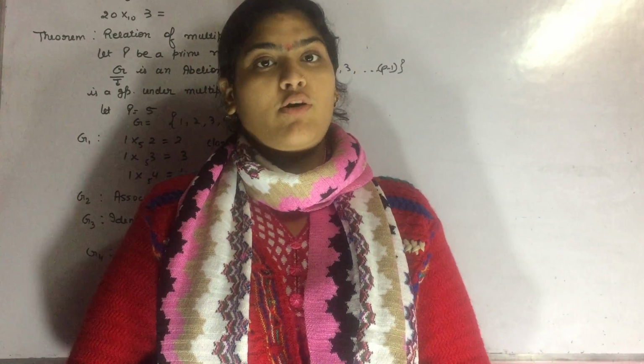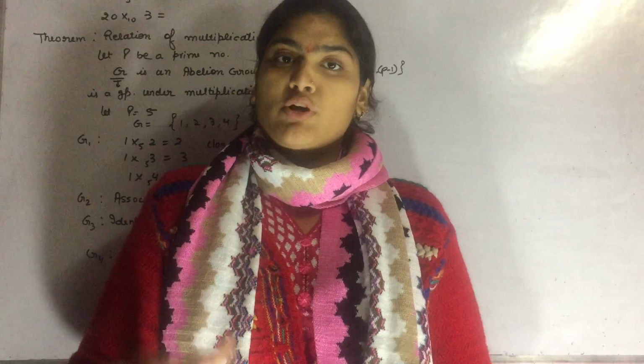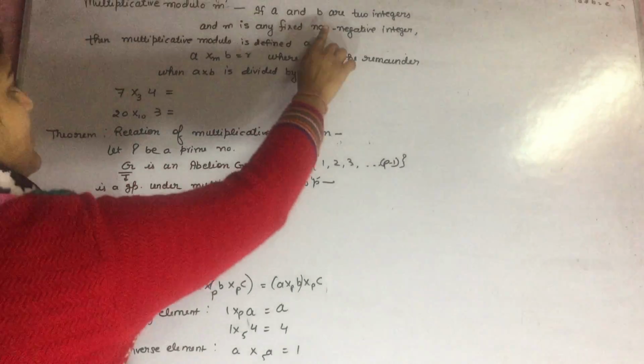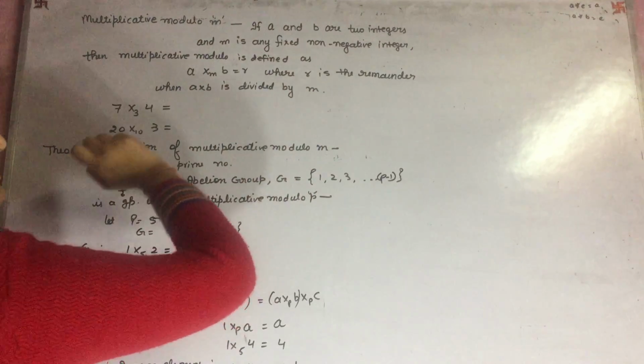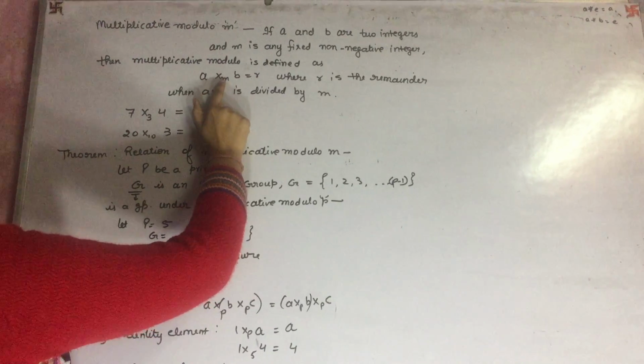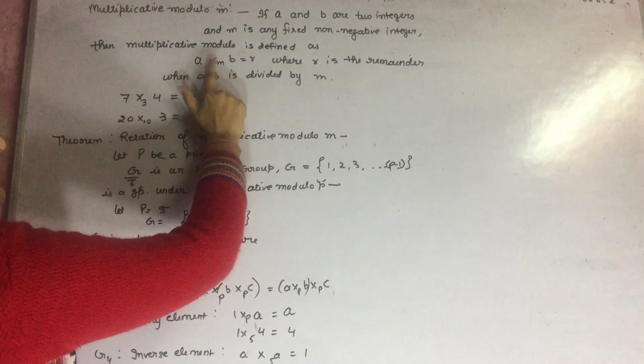And welcome to my new video, which is based on multiplicative modulo of n. Multiplicative modulo of n is the multiplication of a and b. Let us suppose a and b are two integers and m is a non-integer between them, and you have to find out the multiplicative modulo with respect to m between these two.